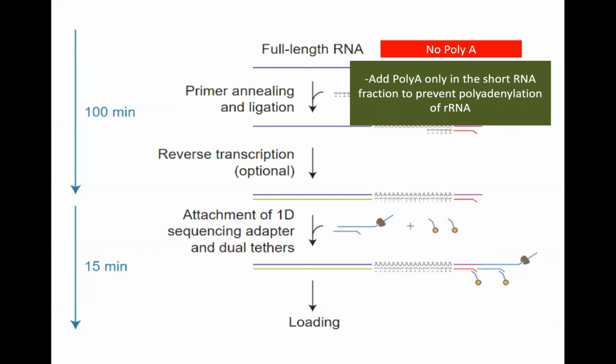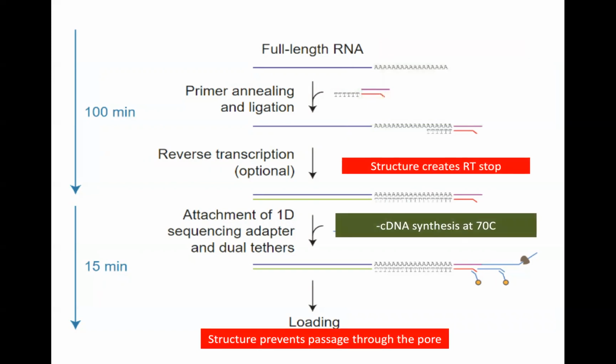And as I mentioned, we didn't do this in the longer RNA fraction because in that part, we do have the ribosomal RNA that we don't want to sequence. In order to resolve the structures that could stop the RNA from going through the pore or stop the cDNA strand from covering the whole RNA, we use an enzyme that makes cDNA synthesis at 70 degrees.